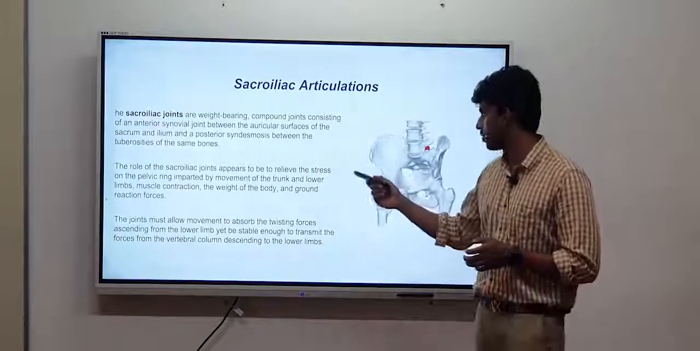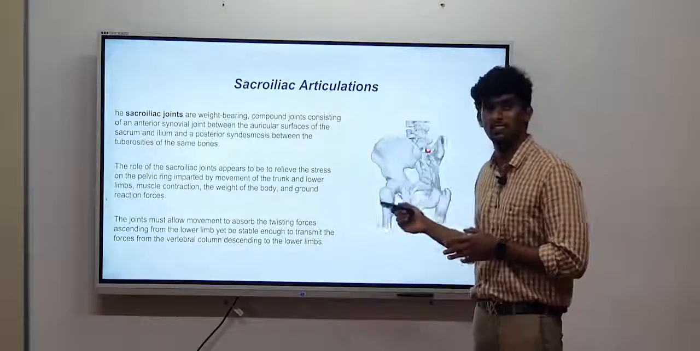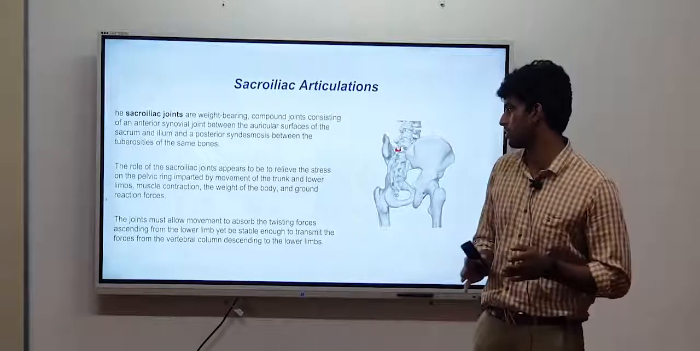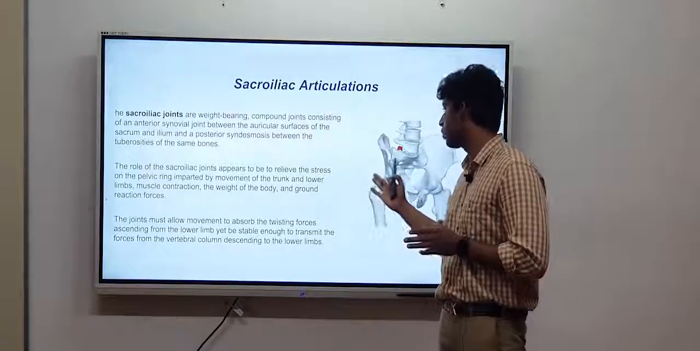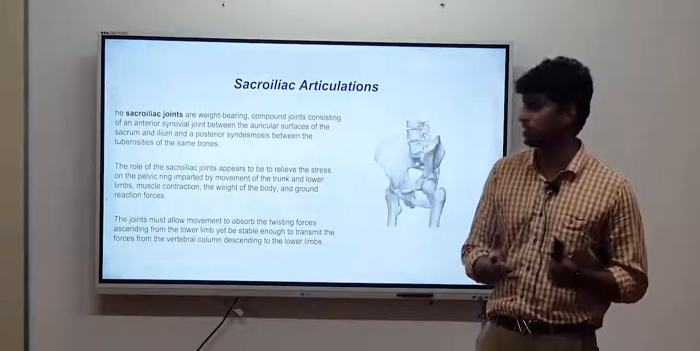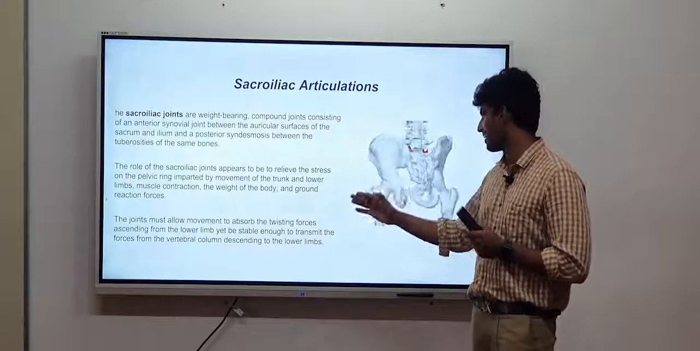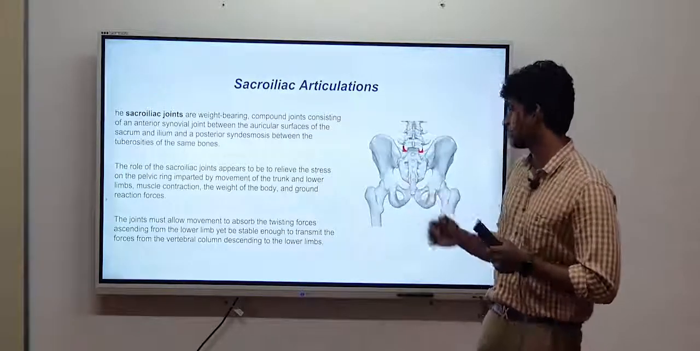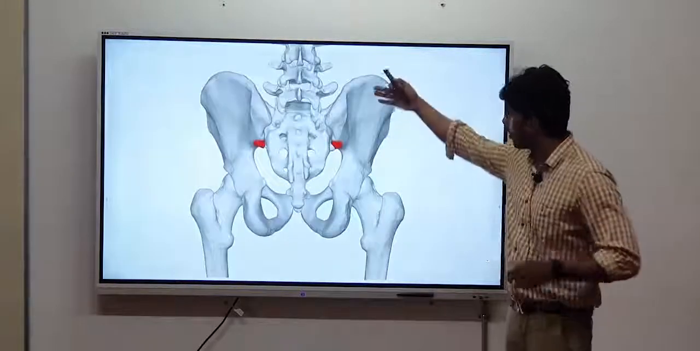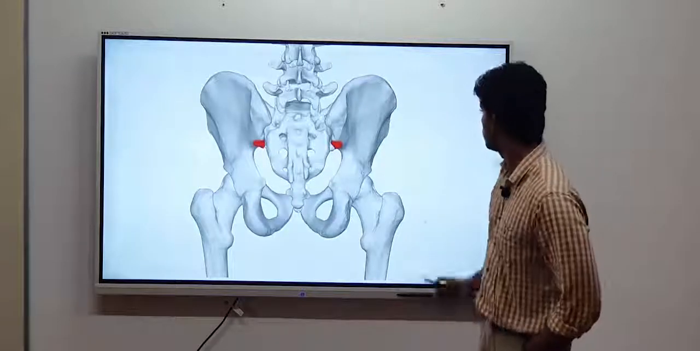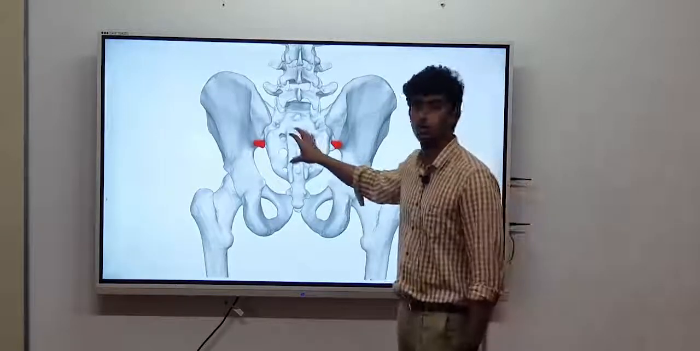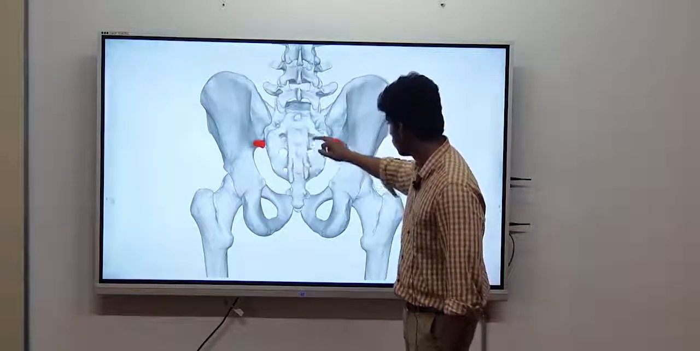The role of the sacroiliac joint appears to be to relieve the stress on the pelvic ring imparted by the movement of the trunk and lower limb muscle contraction, the weight of the body and the ground reaction forces. The joint must allow movement to absorb twisting forces ascending from the lower limb, yet be stable enough to transmit the force from the vertebral column descending to the lower limb. So now you will be able to see a proper view. Just see the sacrum over here. Even though it is fused, you will be able to see a few holes.